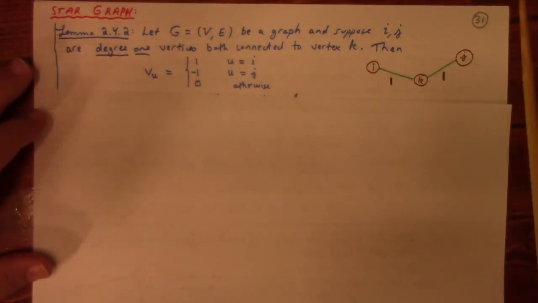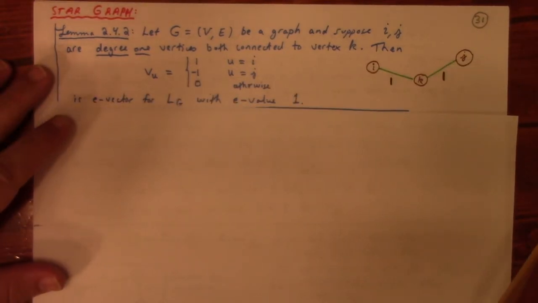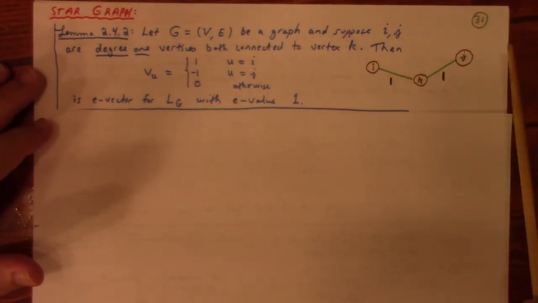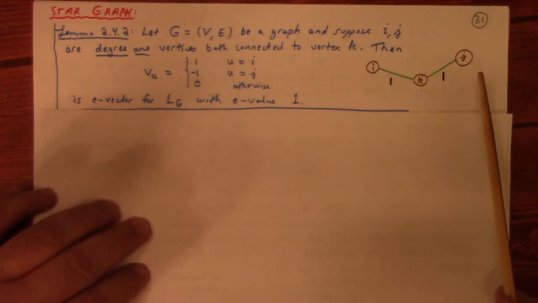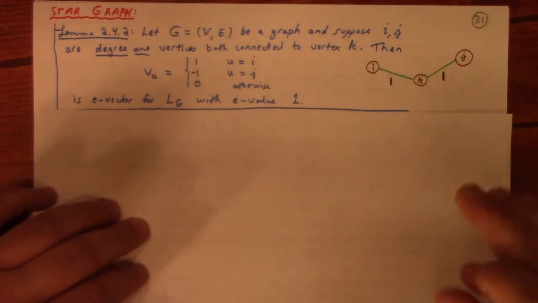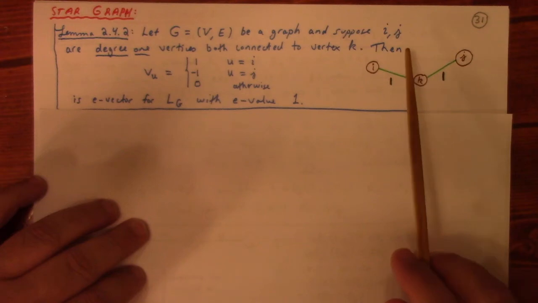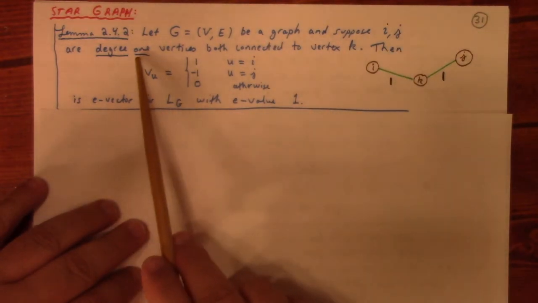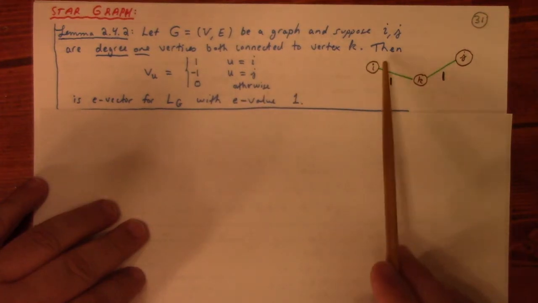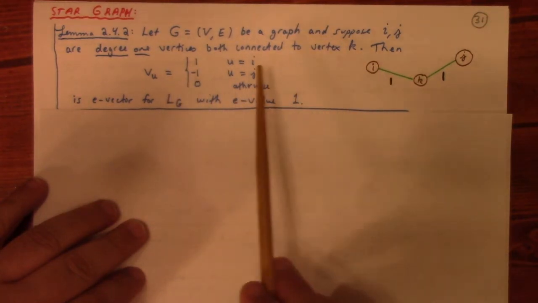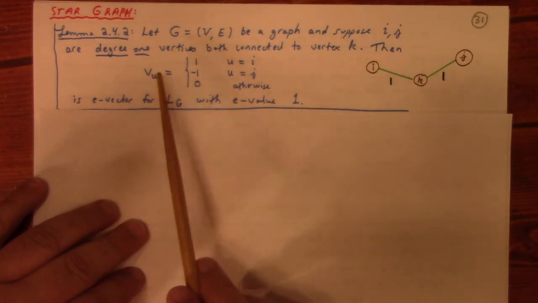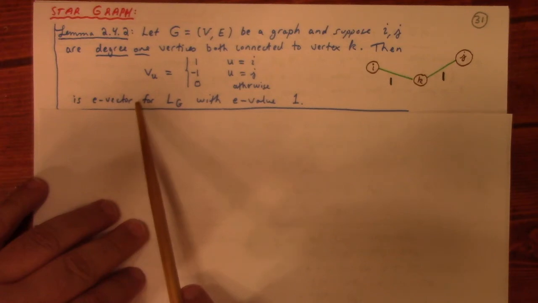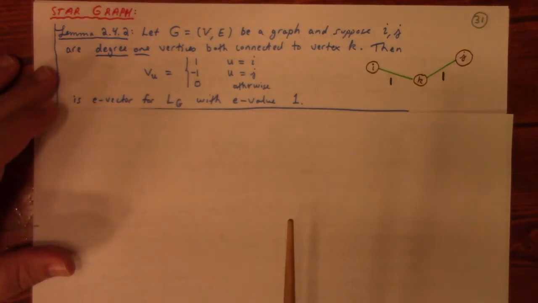So if we have a star graph, well, we're going to get that. First there's this lemma, which I think is worth a moment or two of time, because I think this might be useful to notice in certain places. If we have a graph and we have i, j degree 1 vertices and they're both connected to k, like in my picture, then if you construct the vector with uth component as 1 if u equals i, minus 1 if u equals j, and 0 otherwise, then that's an eigenvector for the graph Laplacian with eigenvalue 1.